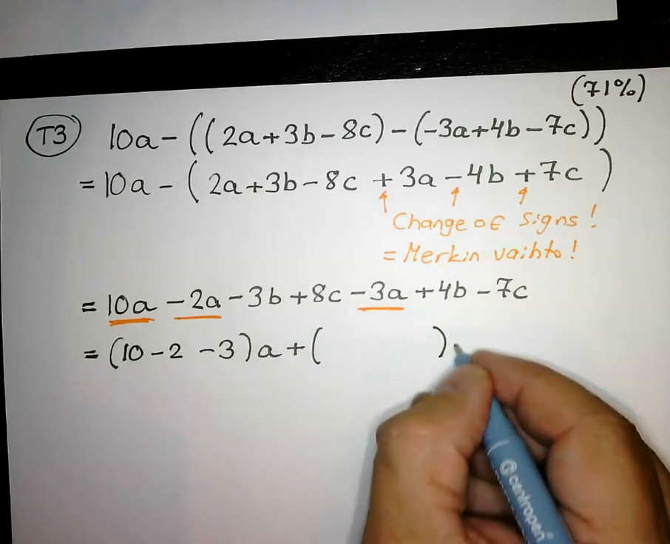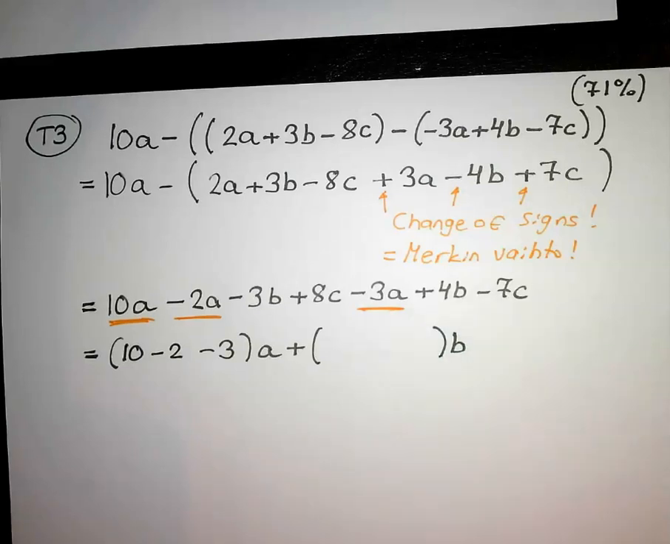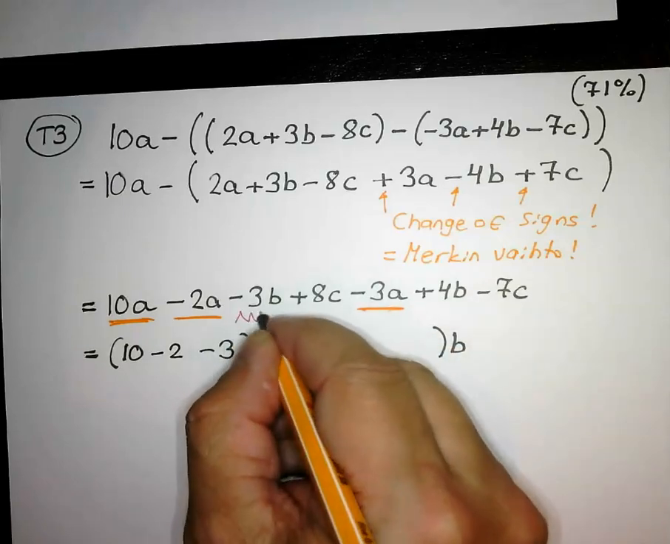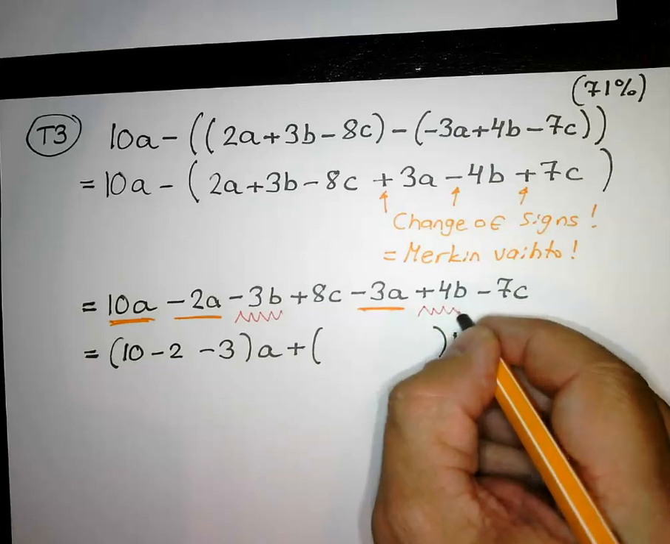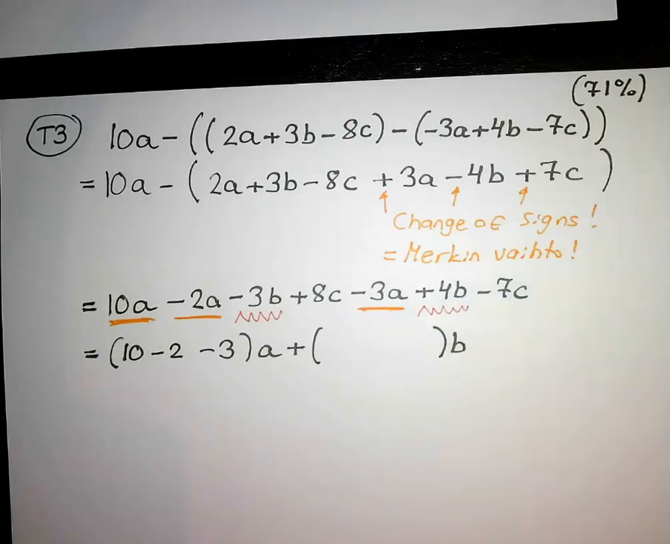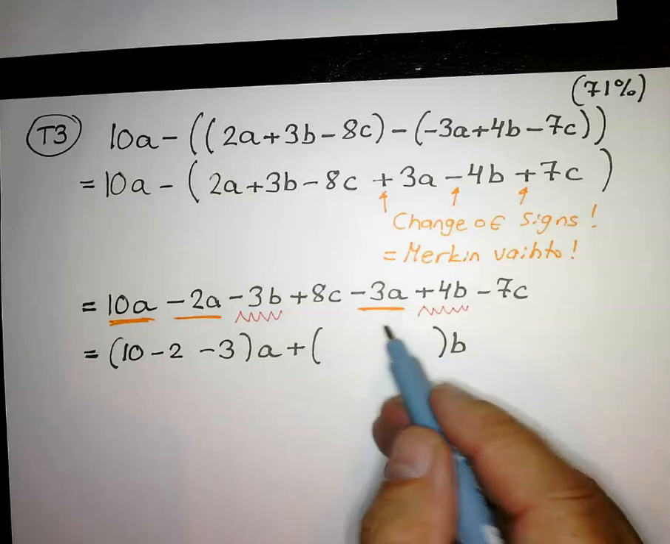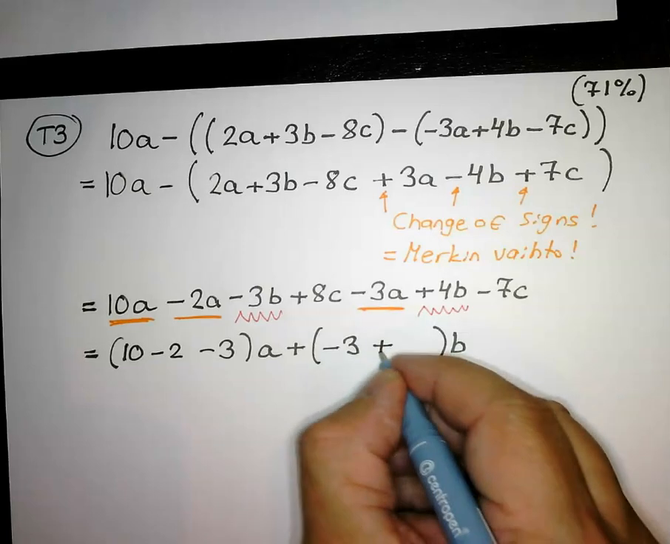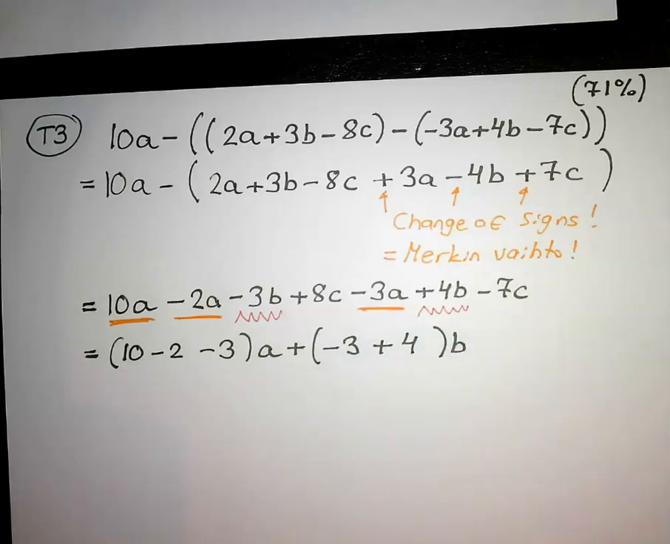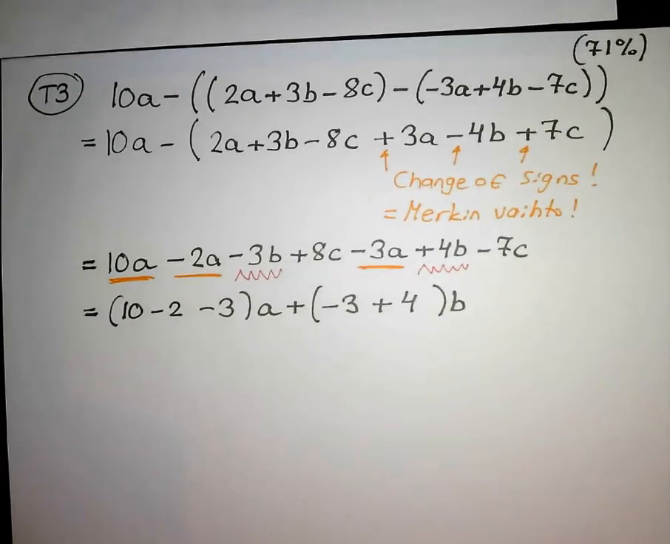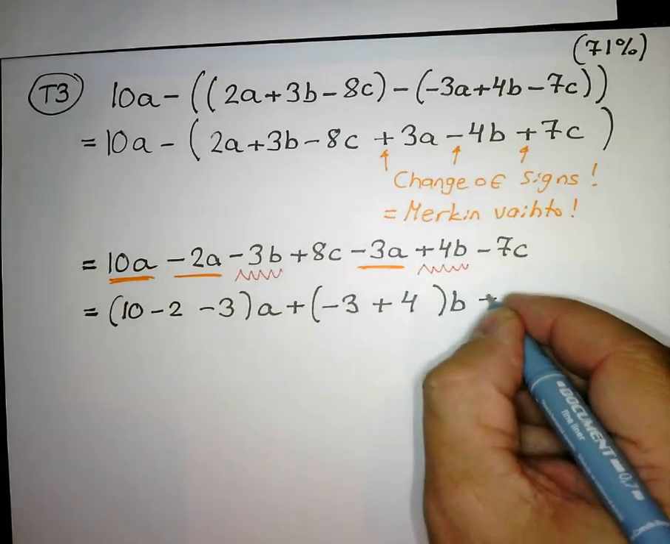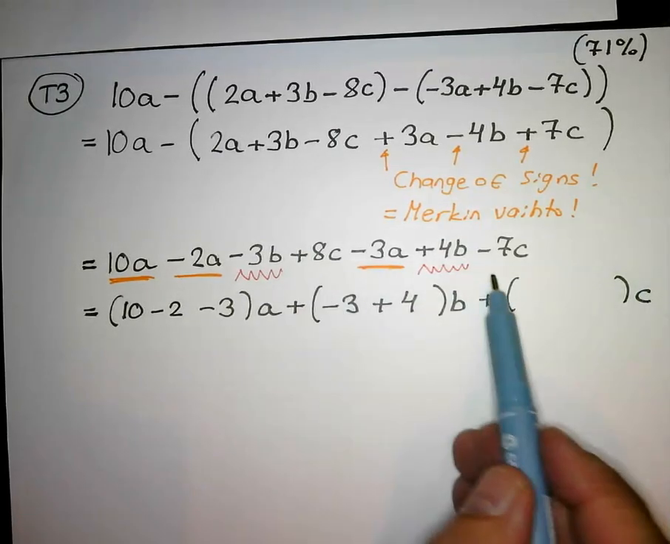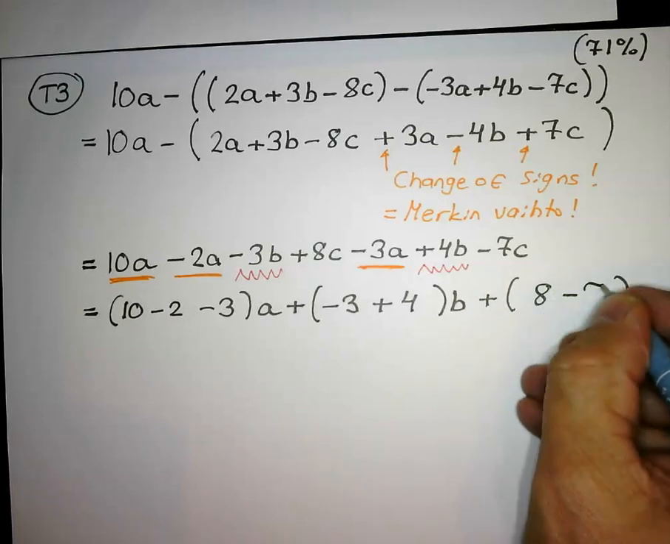Then the same thing for the B part of this expression. There are B's here and here, so there are minus 3 plus 4b. And the last part was the C part. There are plus 8 and minus 7. 8 minus 7.